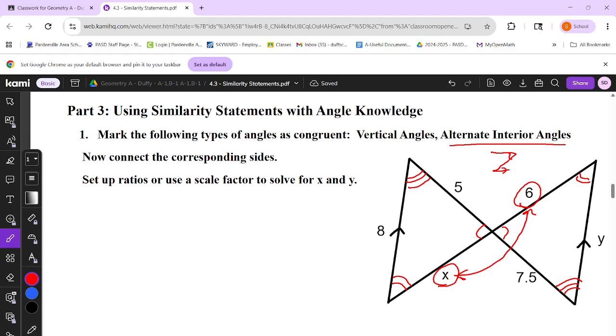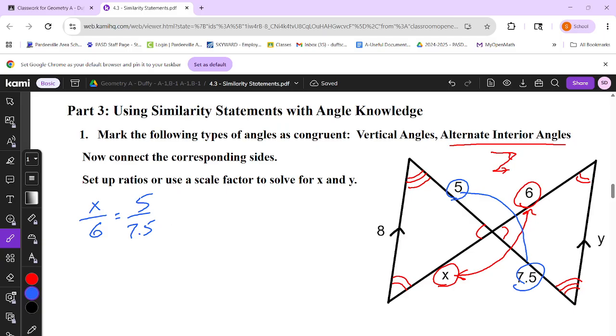And then you can do the same thing with 5, which is between the 1-arced angle and the 3-arced angle, and 7.5, which is between the 1 and 3-arced angles. So therefore, 5 and 7.5 correspond to each other. That is enough to solve for x. We have one pair that we know, one pair that we want to know. Set up the ratio. I could do x over 6 and then 5 over 7.5.